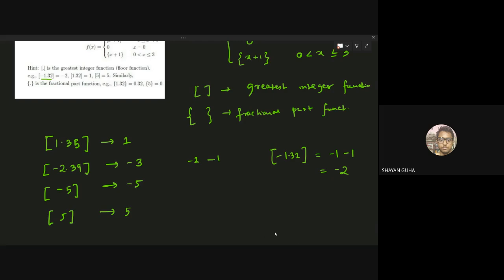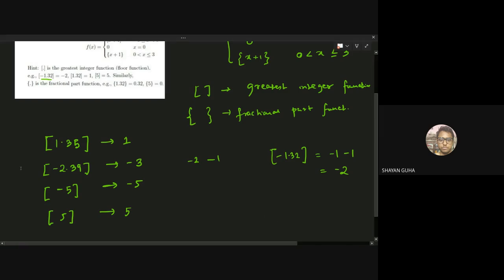this box function is also called a step function or greatest integer function. Some people call it ceiling or floor, I don't remember. Most probably ceiling function. I'm sorry, floor function it will be. It has many names. And let's move on to the next part.